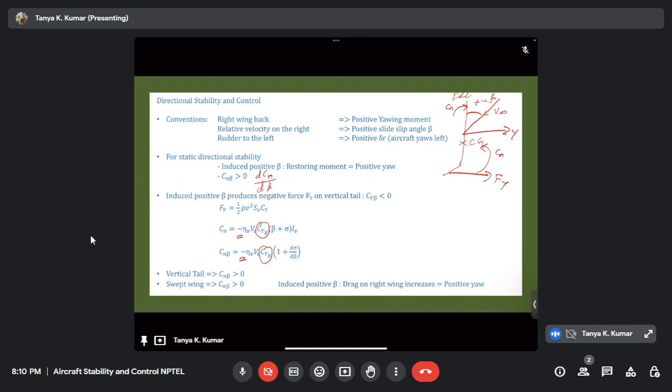So if there is a positive beta, does it produce positive force or negative force? Does it produce positive yawing moment or negative yawing moment? Just try drawing it and you'll be able to get it. Okay. Next you have the control aspect.